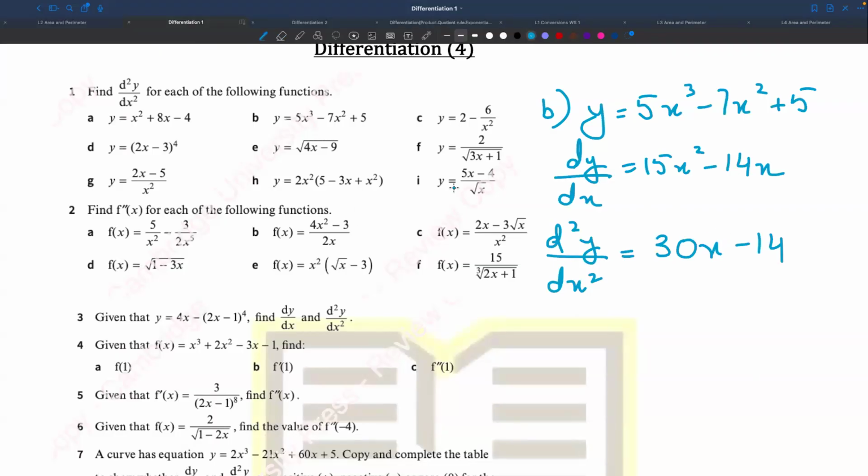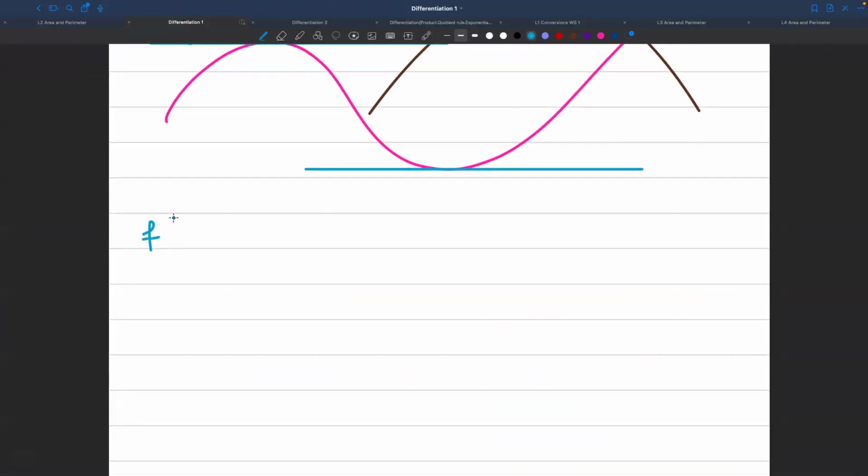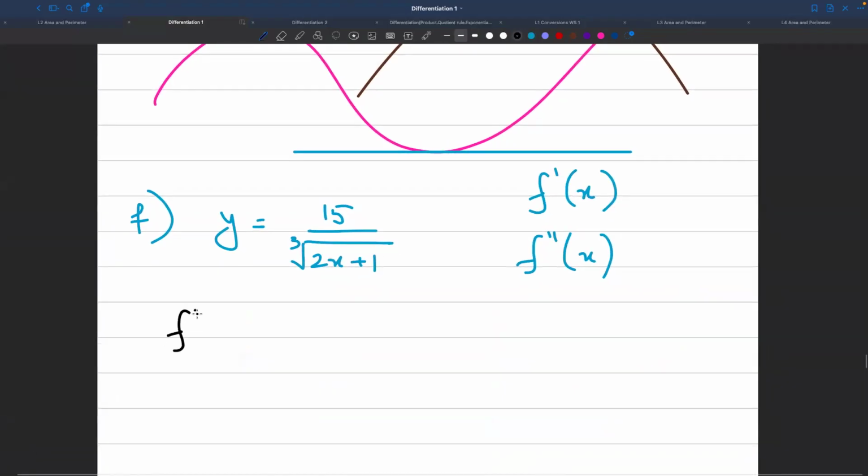And let's talk about a difficult one. Let's say part F. I have to differentiate it 2 times. Okay, so f is 15 upon cube root of 2x plus 1. Y is equal to 15 upon cube root of 2x plus 1. And we discussed this. This also means derivative, so this will mean double derivative, right? I hope there is no confusion with this. So first I will find the first derivative.